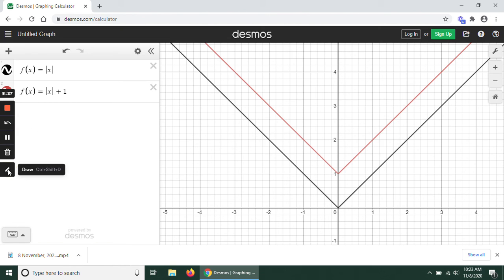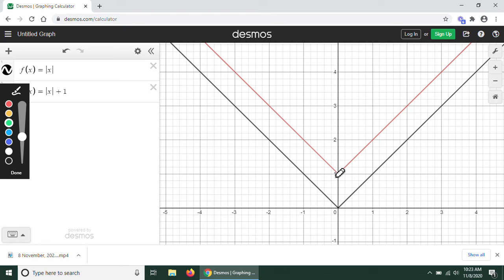Now, to get this red graph, the parent graph was shifted 1 unit upwards to get our new graph. And we say in mathematical terms, the parent graph was translated 1 unit upwards, or it was shifted 1 unit upwards, or 1 unit up, or it was shifted up by 1 unit.